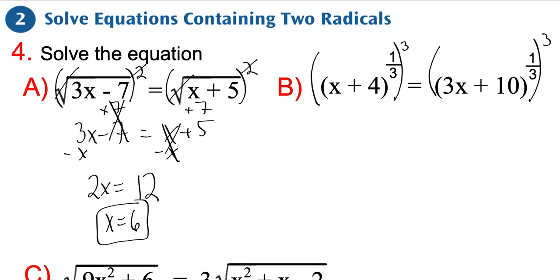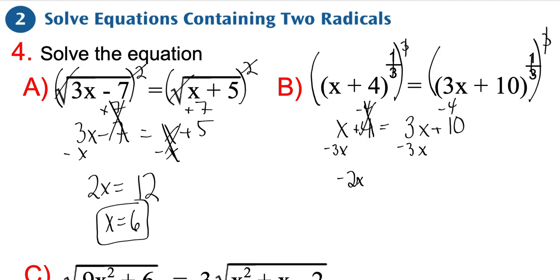Okay? And you can see here, power to a power, same thing. We multiply those, they cancel to a 1. Same thing over here. So x plus 4 equals 3x plus 10. And now work to solve. So move the x's to the left like we just did. Move the numbers to the right. Those are gone. So negative 2x on the left and a 6 on the right. Divide by negative 2. x equals negative 3.